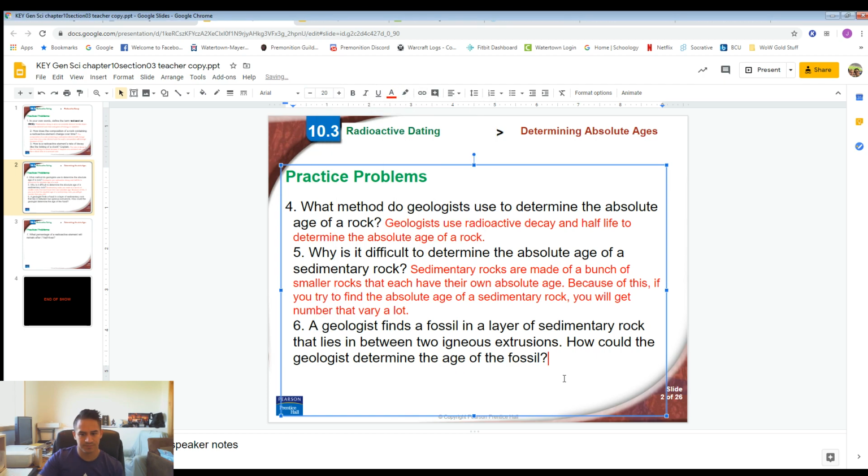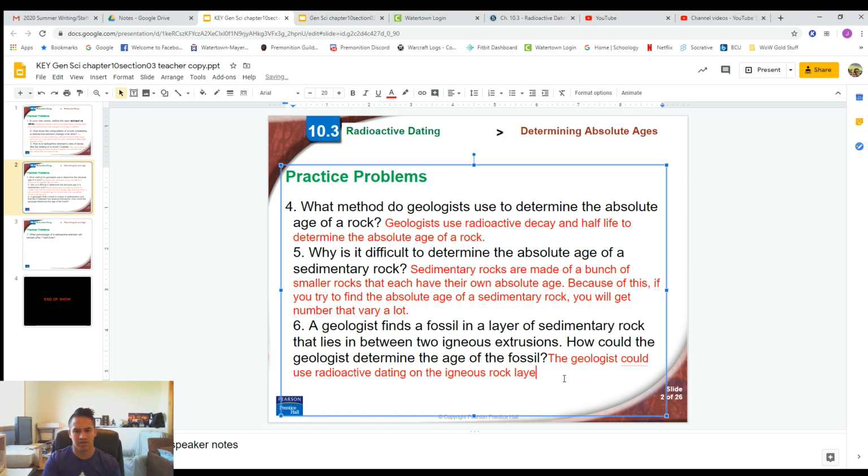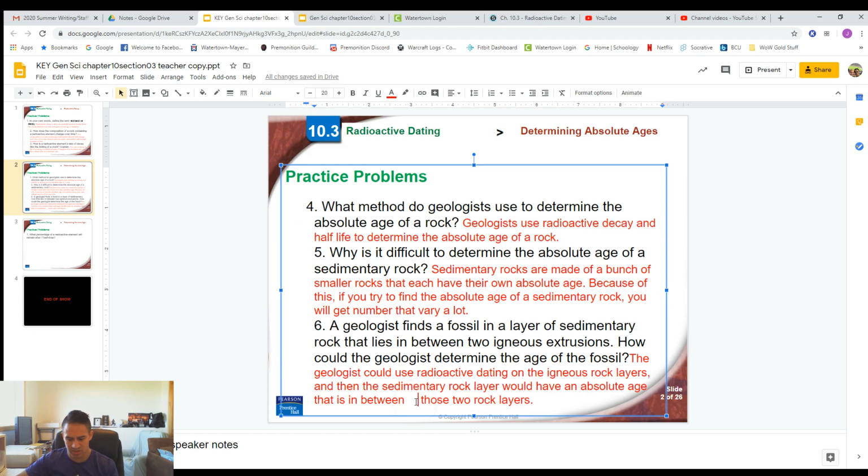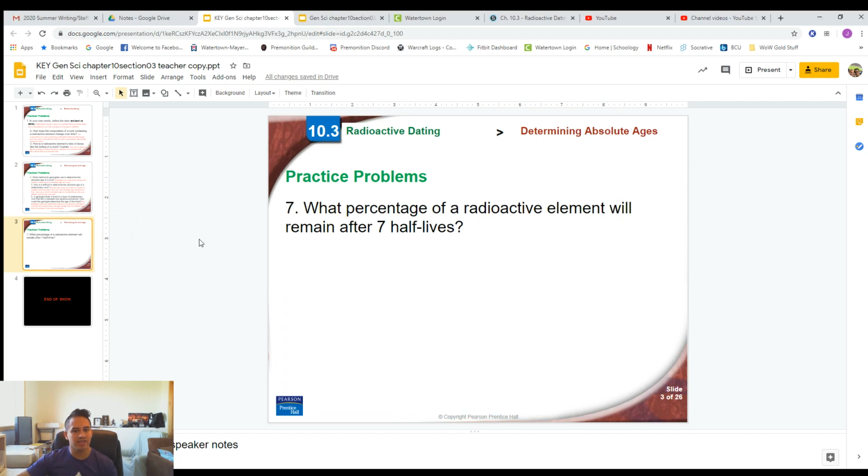So we can say the geologist could use radiometric or radioactive dating on the igneous rock layers, and then the sedimentary rock layer would have an absolute age that is in between those two rock layers. Something along those lines. Alright, let's just do that. Again, I just want to make sure we can read this so it's not over the little Pearson logo.